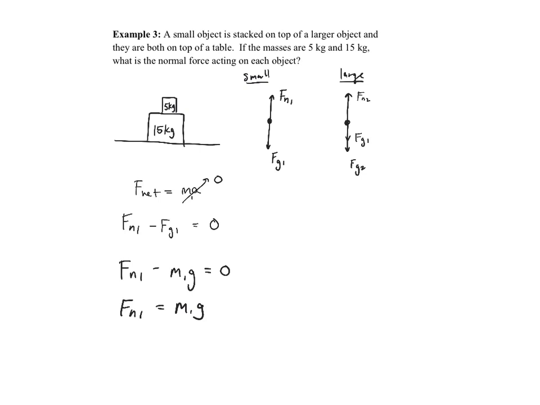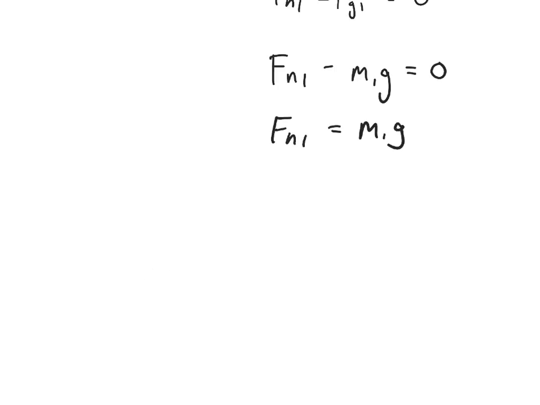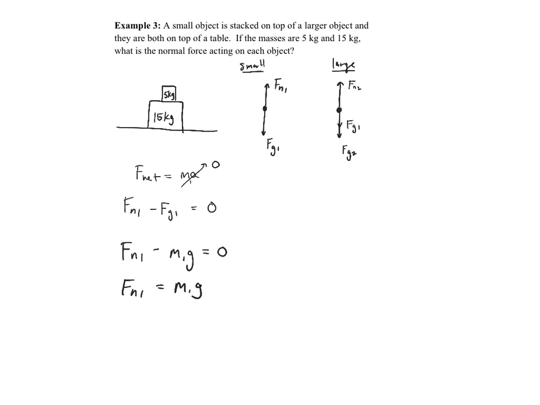That's why it's important that we look at variables also, not just plugging numbers. This literally says the force pushing up from the big box equals the weight of the small box. That's what that statement says right there. Now we plug in numbers. 5 times 9.8, 49. Fn1 is 49 newtons. Okay, 5 times 9.8 is what that number is, because M1 was 5, the smaller object.